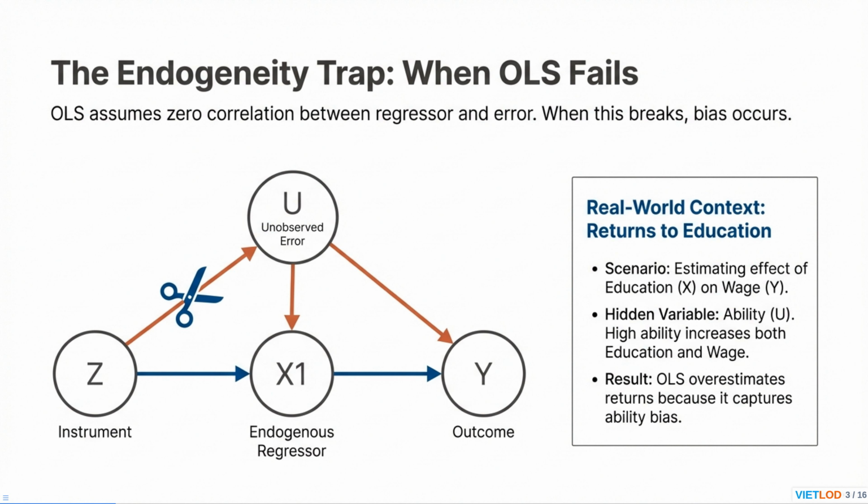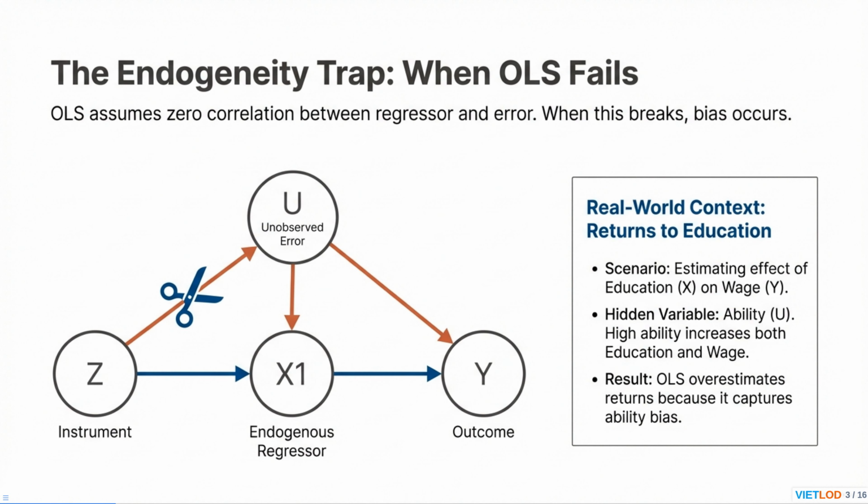A classic real-world example is the returns to education. If we try to estimate the effect of schooling on wages, unobserved innate ability acts as that hidden variable U, affecting both how much education someone gets and how much they earn. Because OLS can't see ability, it mistakenly attributes its effect to education, resulting in an overestimate of the true returns.